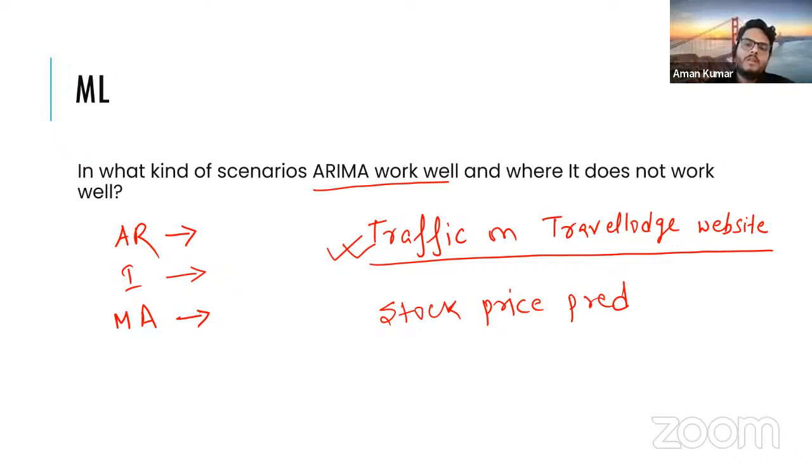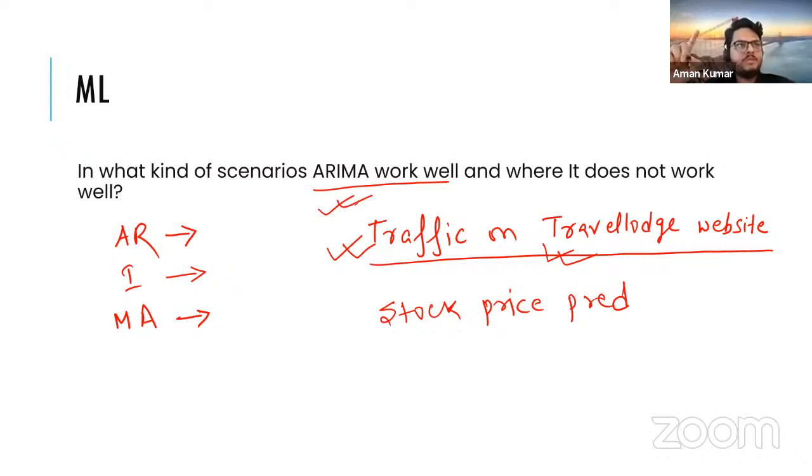In the first case, Travelodge being a holiday kind of website, in the time of Christmas or winter vacation, summer vacation, people may go and search a lot of things on travel websites. So these kind of scenarios may have a seasonality. For example, people may not be searching that much in normal days. Summers it may be a little high, winters it may be a little low. So some kind of seasonality and some kind of trend is there, and past can determine future. Then ARIMA can be a candidate model.